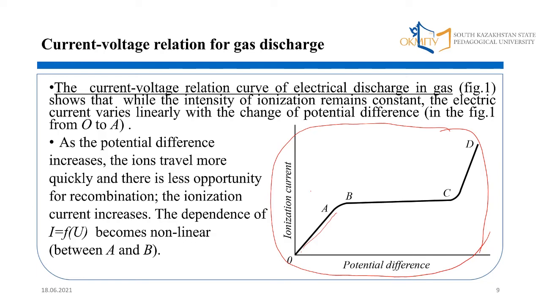In this part, the electrical discharge in gas obeys Ohm's law. The greater the voltage, the greater the current. As the potential difference increases, the ions travel more quickly, and there is less opportunity for recombination. The ionization current increases, and the dependence of current on voltage becomes non-linear. That is the part between A and B. It is a non-linear relationship between current and voltage because the number of ions increases.